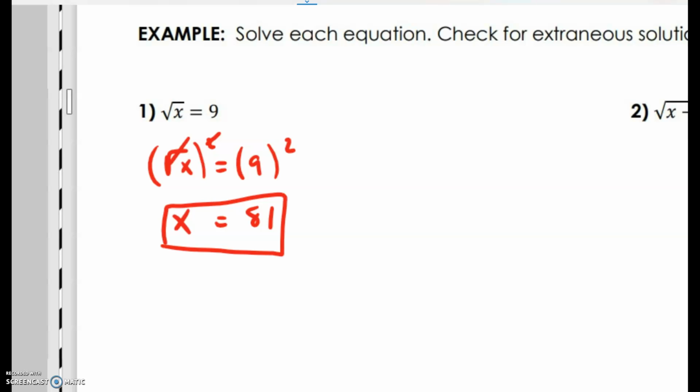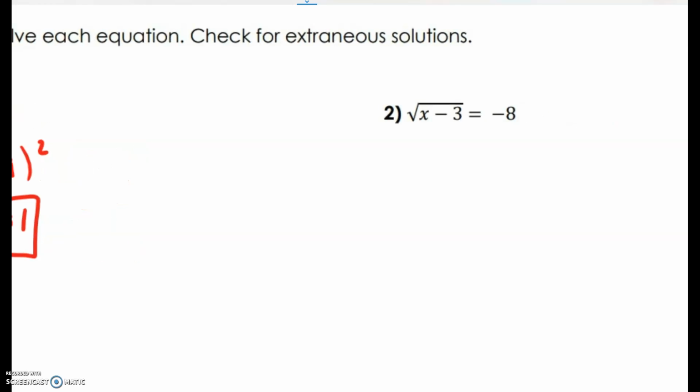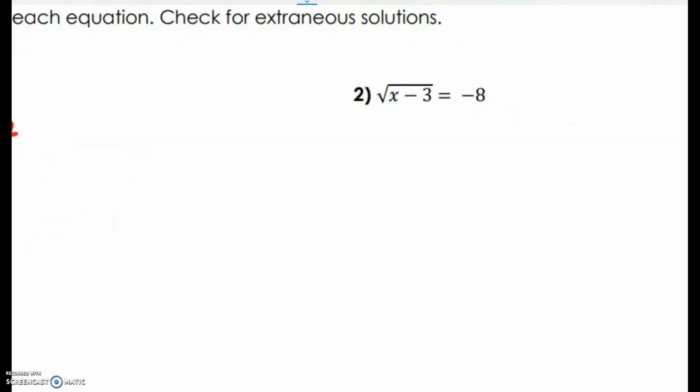I did check that solution mentally. I just plugged it in to make sure. Yes, the square root of 81 is 9. So we're good. This is a real solution, not an extraneous one. Let's take a look at number 2.